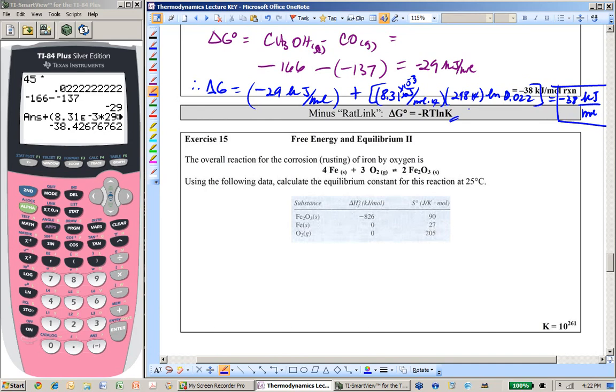So here on exercise 15, the overall reaction is going to be 4 iron solids plus 3 oxygens in equilibrium with 2 Fe2O3 solids. So I've got a couple of solids here. I've got a gas. I know that my entropy is going to drop, right? Because you can see you've got 4 moles of solid and 3 moles of gas going down to 2 moles of solid. Quite a drop.